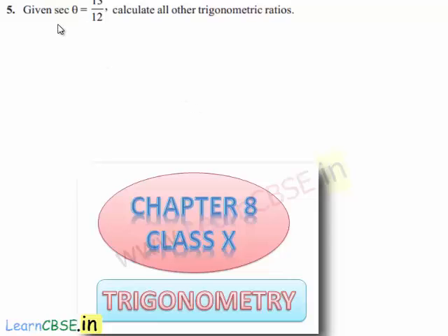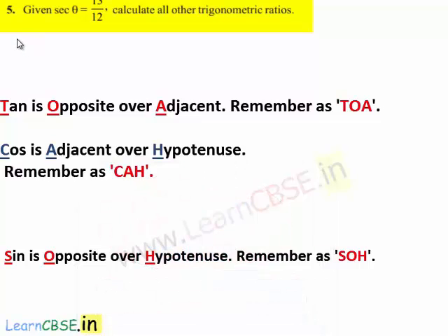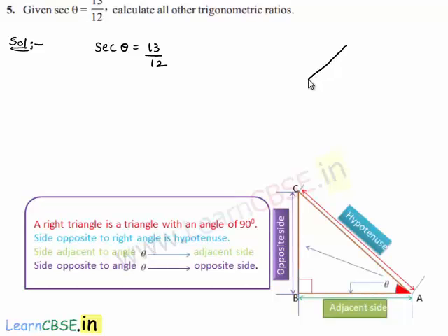Moving on to the fifth question. Given that secant theta is equal to 13 by 12, calculate all other trigonometric ratios. Now moving on to the solution. He has given that secant theta is equal to 13 by 12. So let us consider a right angle triangle in which theta is the base angle, and let us designate the sides as x, y, and let hypotenuse be z.